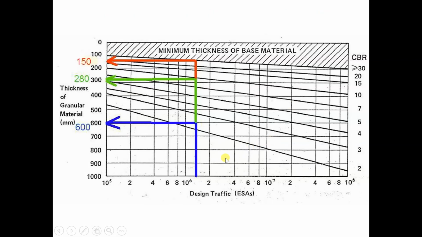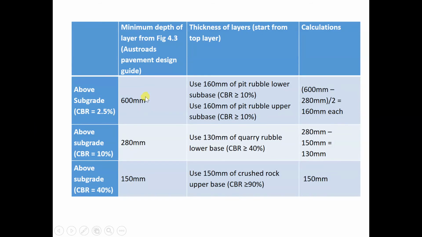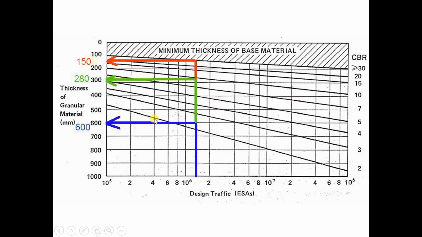So we draw a line up to 2.5, between 2 and 3, and project the line to the left, and we get about 600. That means the total thickness is 600 above a subgrade CBR of 2.5%. And the next one, we reach the green line. We reach a CBR of 10%.